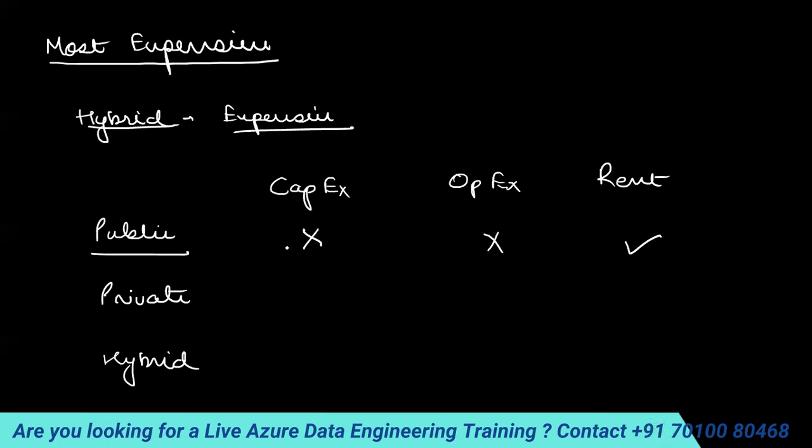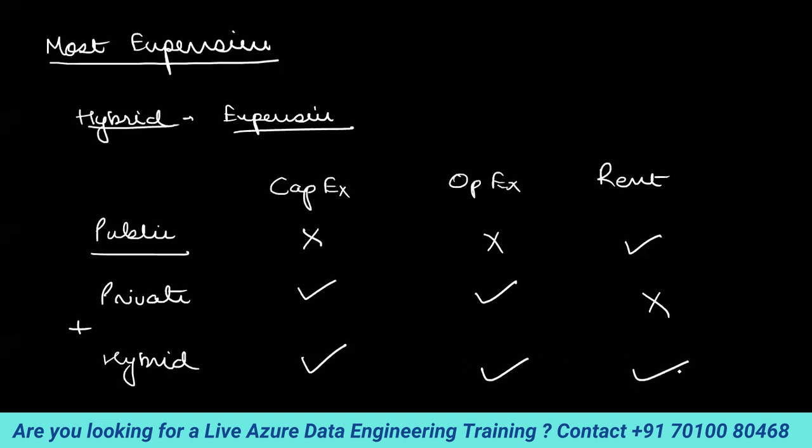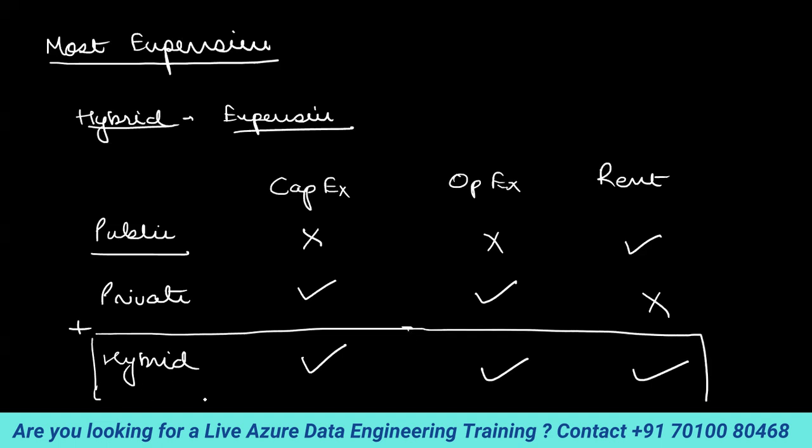Coming to private cloud, do I have capex? Yes. If I'm building my own private cloud, I need to buy everything. I need to do a capital investment here. Do I have operational expenditure? Yes, I do. Do I pay rent? No. Coming to hybrid, which is nothing but a sum of public plus private, I have capex, I have opex, and I have to pay rent also. So which one becomes the most expensive one? Your hybrid cloud.